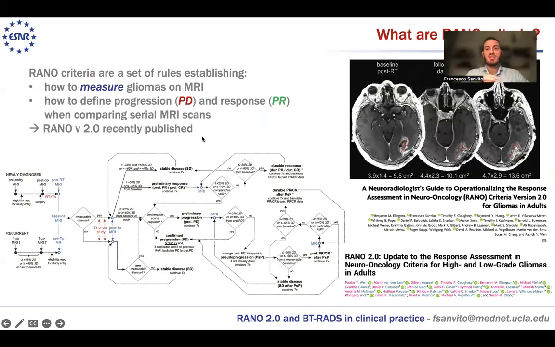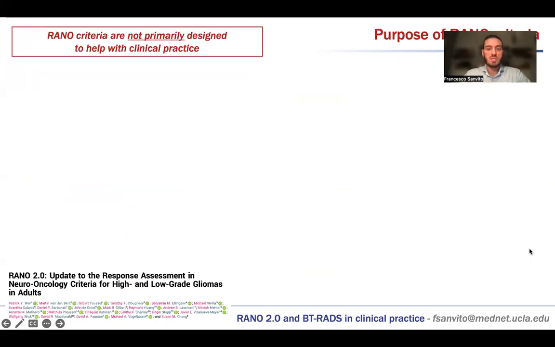So RANO criteria are a set of criteria to measure gliomas essentially on MRI scans, and then to define whether they are growing over time or shrinking over time as a result of the treatment. And the RANO 2.0 version, recently published, has a specific diagram to explain how these are put into practice. The RANO criteria are not primarily designed for the clinical practice.